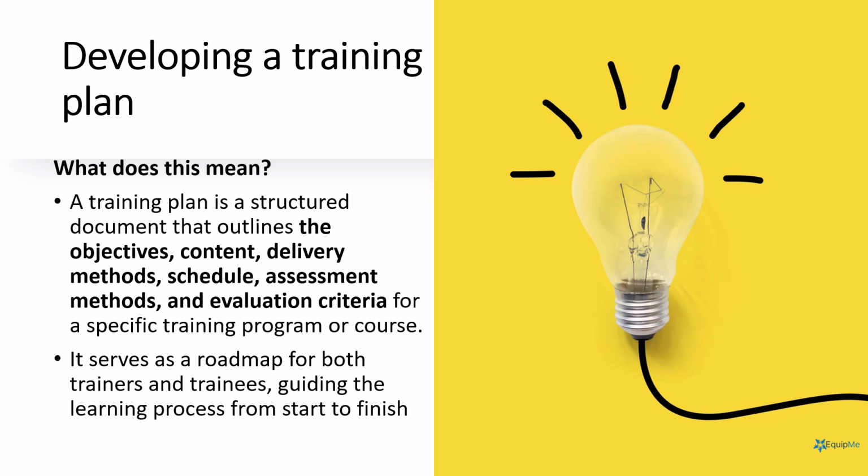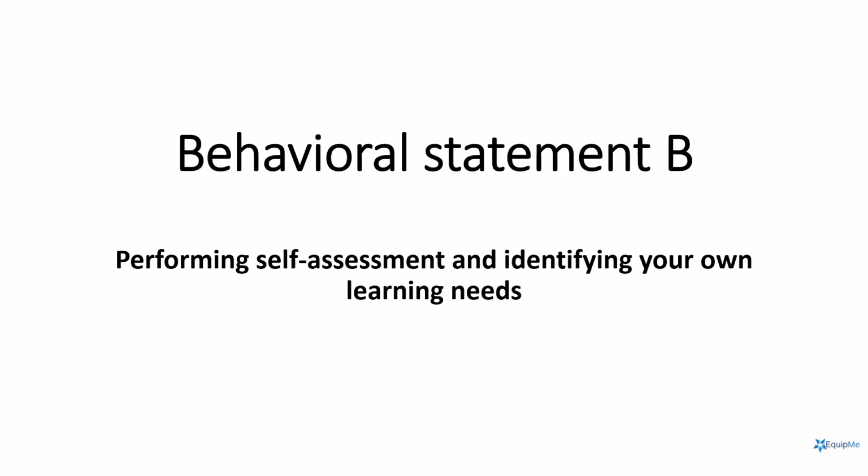A training plan serves as a roadmap for both the trainer and the trainees. It guides them through the learning process from start until finish. Now going on to behavioral statement B, which says performing a self-assessment and identifying your own learning needs. So first, perform a self-assessment. Next, identify your learning needs. And finally, have a plan on how you'll meet the learning needs.